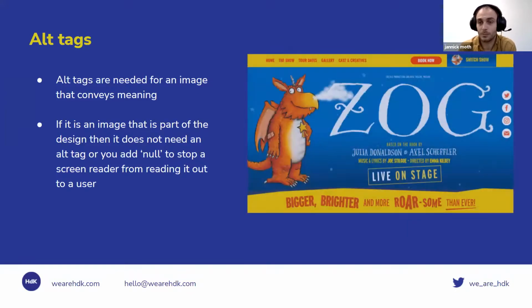So I want to show this example here of the Zog website. So we have quite a few images here, and something that wouldn't need an alt tag would possibly be this part of the smoke here. And these little stars in the background, little circles. The reason being that it's more about design and how it looks, and it doesn't necessarily convey meaning. Whereas this creature here, the Zog creature, this would use an alt tag because it's to do with the context of the website. And this down here at the bottom, depending if it's text or if it's an image, would need an alt tag as well.